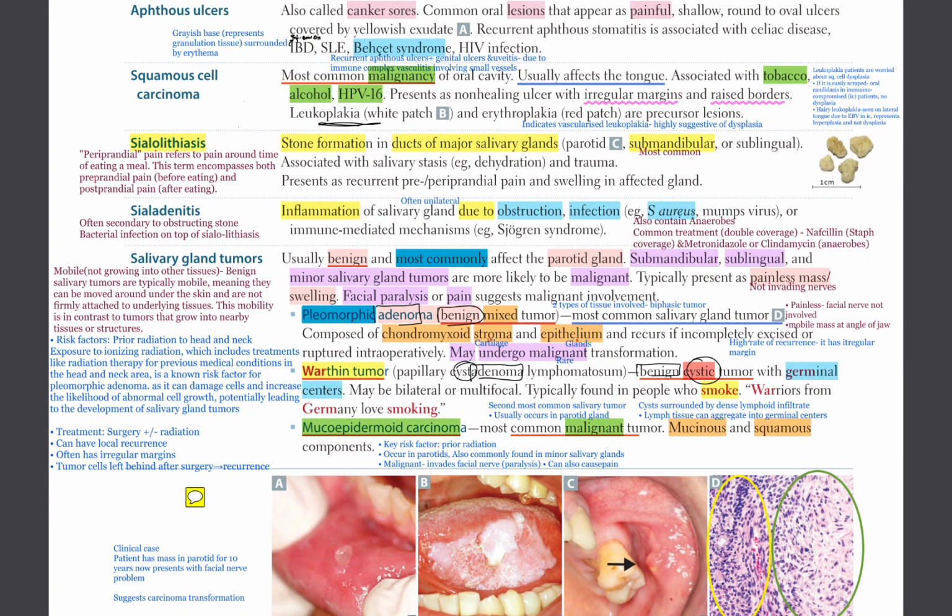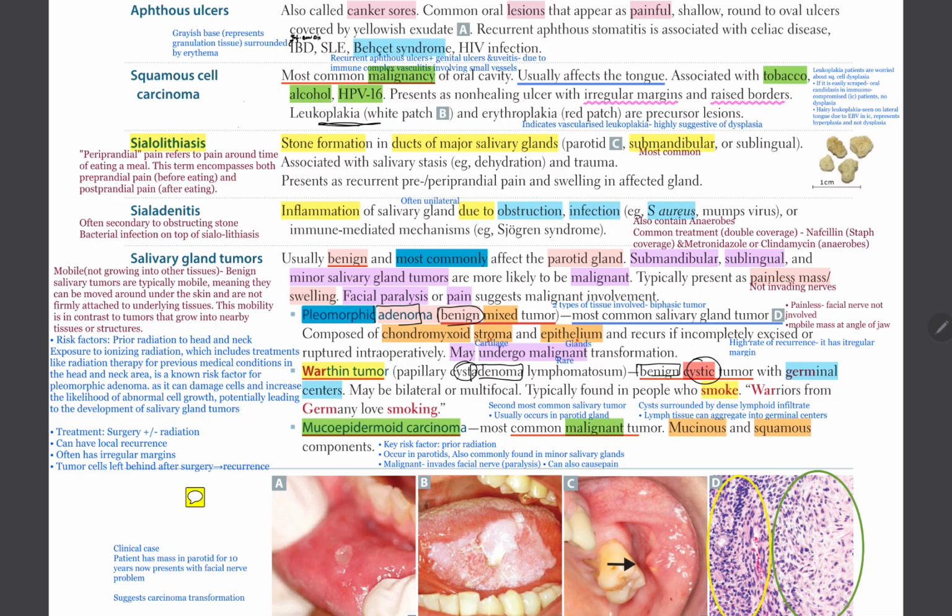So now coming to the salivary gland tumors. Salivary gland tumors are usually benign, because they most commonly affect the parotid gland, and the tumor of the parotid gland is usually benign. If you hear that the tumor is in the submandibular, sublingual, or minor salivary glands, then it is most likely to be malignant. So the first of them is pleomorphic adenoma.